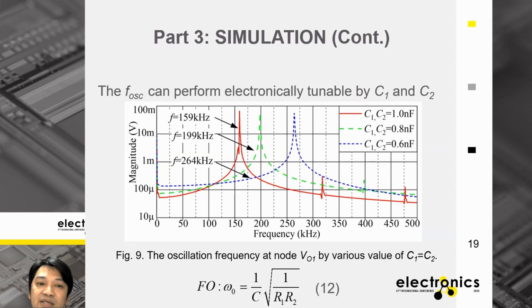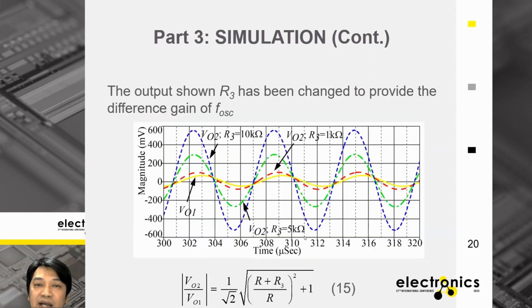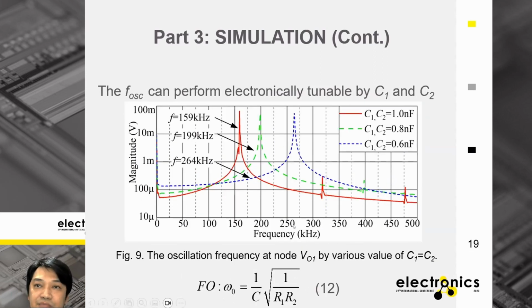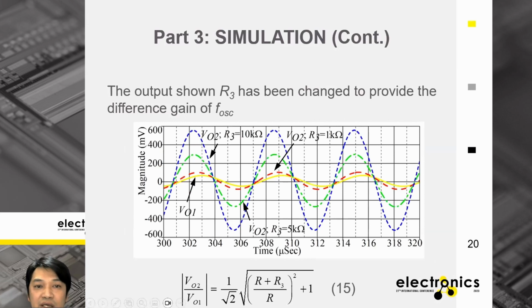And the last one, the blue dashed line, we set the capacitors C1 and C2 to 0.6 nanofarad, and we obtain a frequency of about 264. Does it mean that we can change the frequency of the oscillator by changing C1 and C2, as proved by equation 12? Okay, go to the next one.